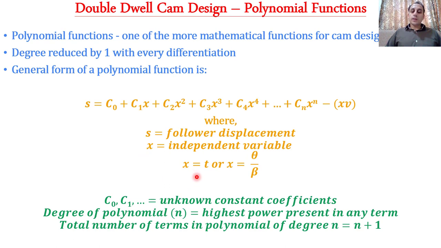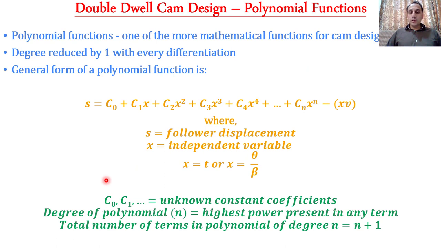x we can write as time and also as theta over beta. Since we are using this ratio in the mathematical function, we will use this ratio here and we replace x with this one. And what about these c's? These are basically unknown constant coefficients. Okay? So this is what? This is the displacement polynomial function.